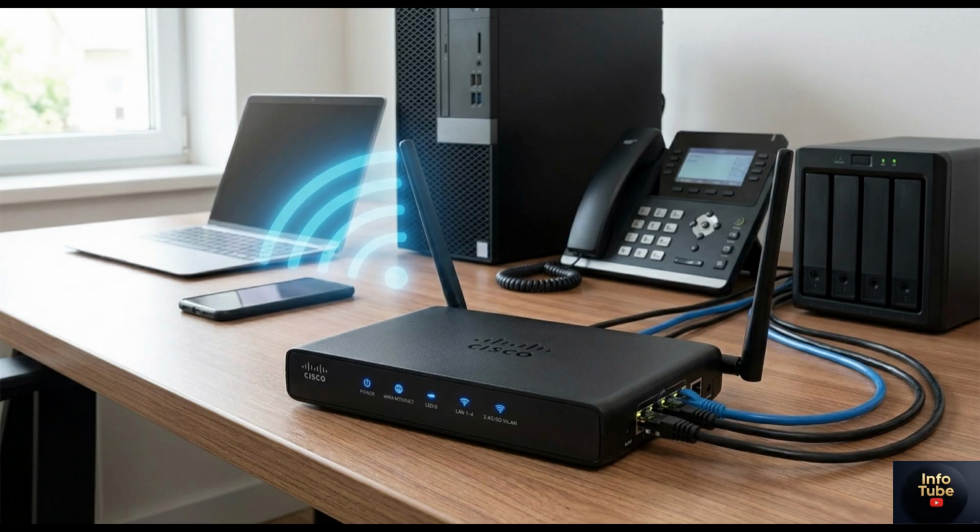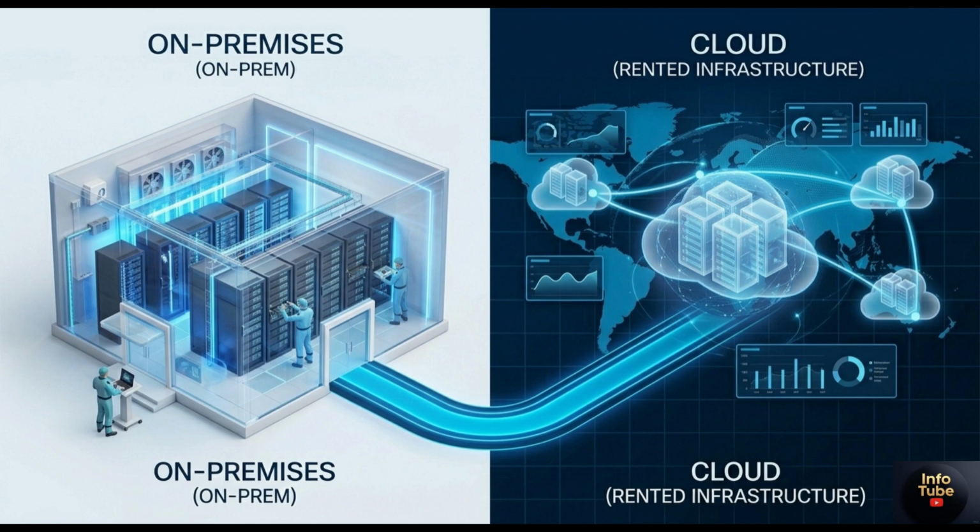Objective 1.2f explains the difference between on-premises and cloud. On-premises, or on-prem, means you own and maintain the physical hardware inside your own building. You can see it, touch it, and you are responsible for the cooling and power. Cloud means you are essentially renting space and power from someone else's data center, like Amazon or Microsoft. Instead of buying a server and putting it in your closet, you access a virtual server over the internet.